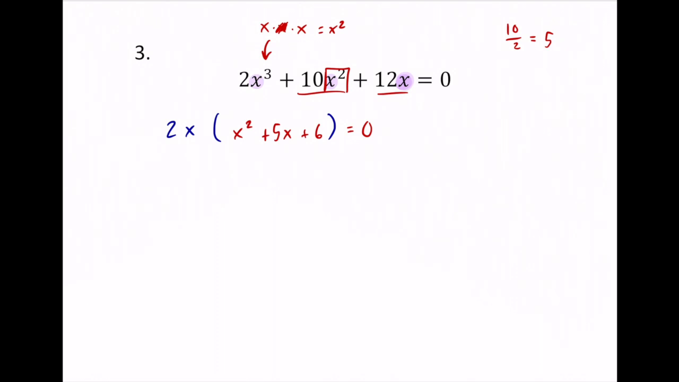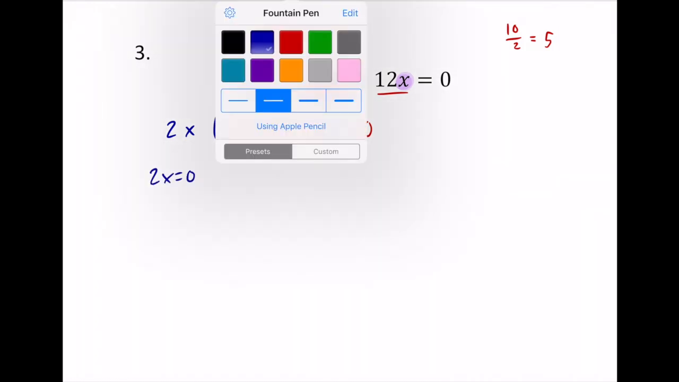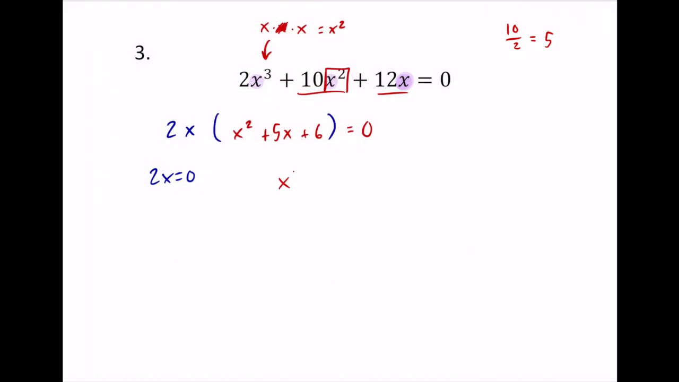Alright, now just like the first problem, we're going to set each of these equal to 0. So I'm going to take the 2x, make it equal 0. Then I want to take this side, x squared plus 5x plus 6, make that equal 0. Alright, let's look over here. To get x by itself, I want to divide by 2, so x equals 0.